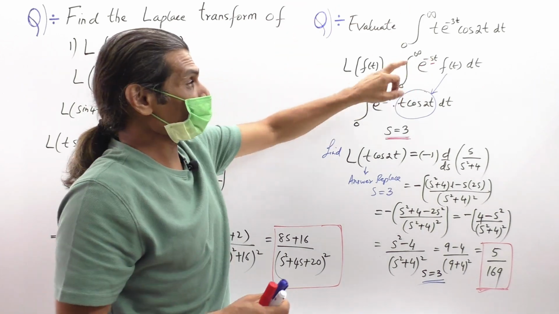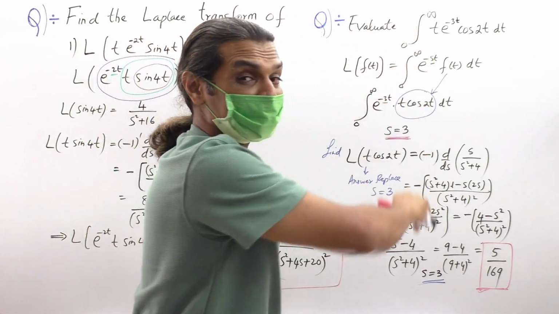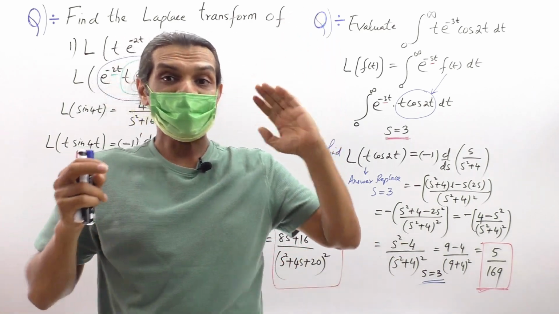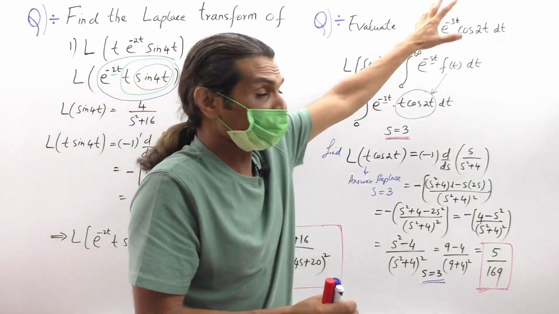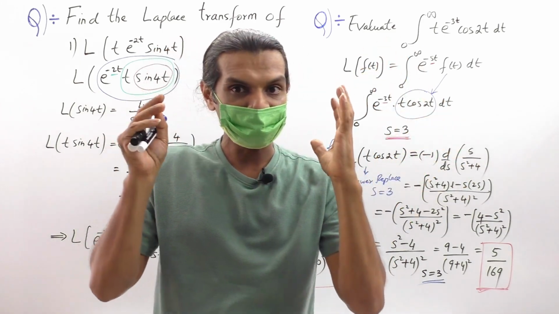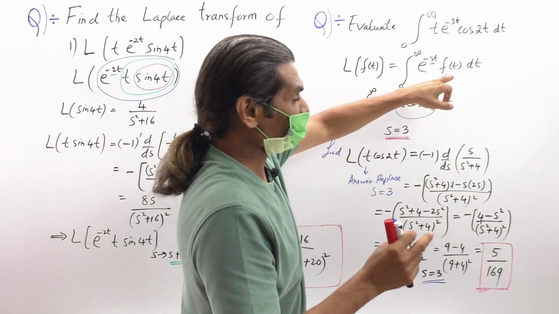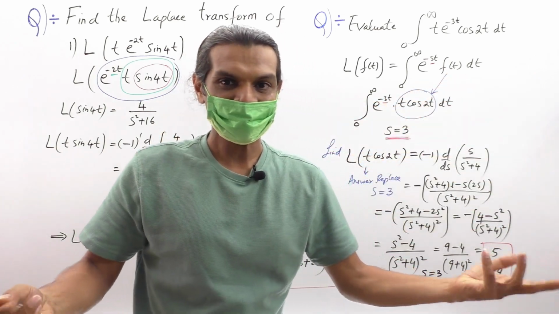And there is no property here. This is the general basic formula for Laplace, that is Laplace of f of t is equal to the integral from 0 to infinity of e raised to minus st f of t dt. So compare both the question given and the formula, find s, whatever is next to it, that is f of t, find the Laplace using the properties, and then replace s by the given value. That's it, as simple as that. Understood?